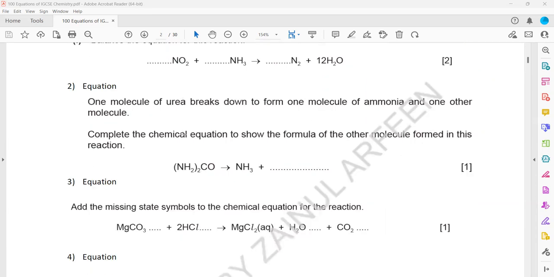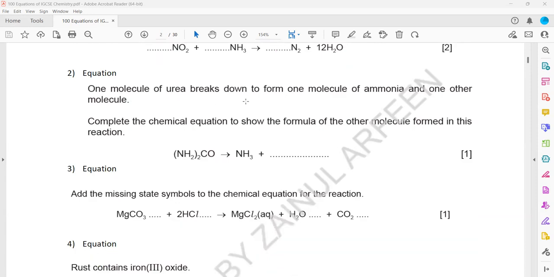In equation 2, one molecule of urea breaks down to form one molecule of ammonia and another molecule. Complete the chemical equation to show the formula of the other molecule formed. And we just have to complete a chemical equation. So look, how many nitrogen are there in this equation? There are 2 nitrogen. How many hydrogens are there? There are 4 hydrogen. And how many carbon? 1 carbon and 1 oxygen.